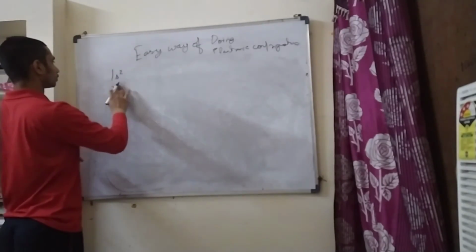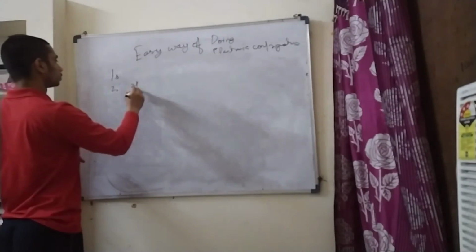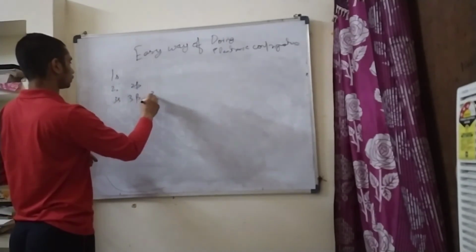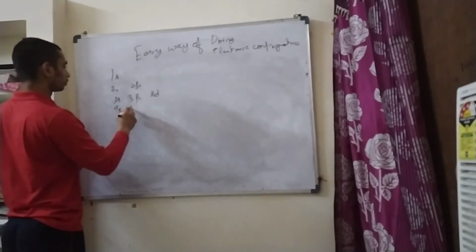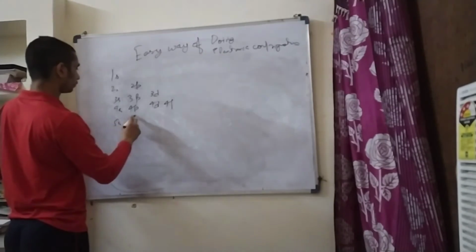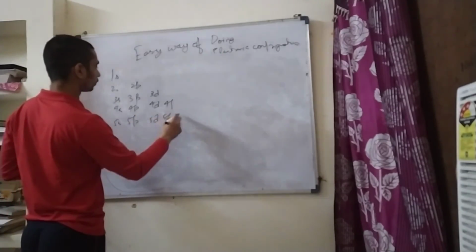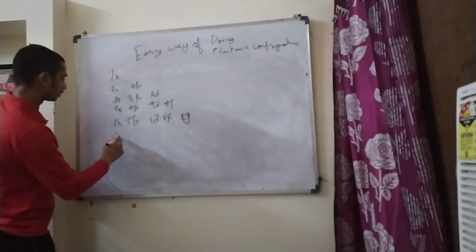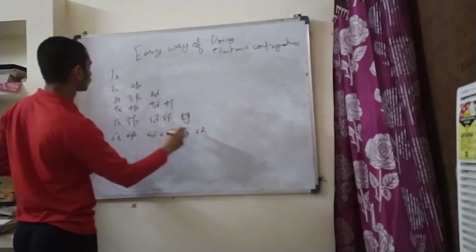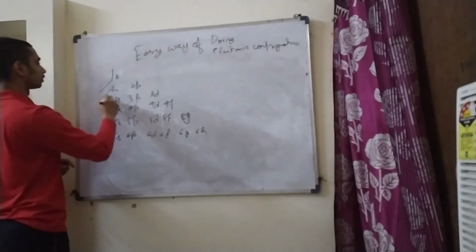One should write 1s, 2s, 2p, 3s, 3p, 3d, 4s, 4p, 4d, 4f, 5s, 5p, 5d, 5f, 5g, 6s, 6p, 6d, 6f, 6g, 6h. So like this.